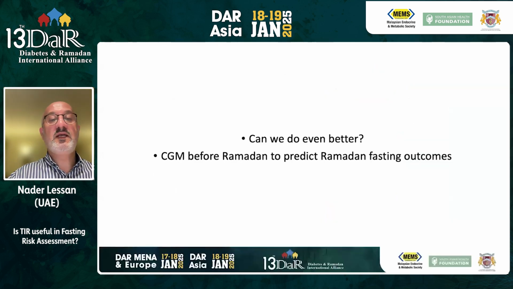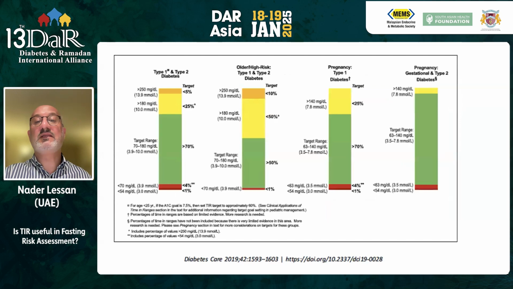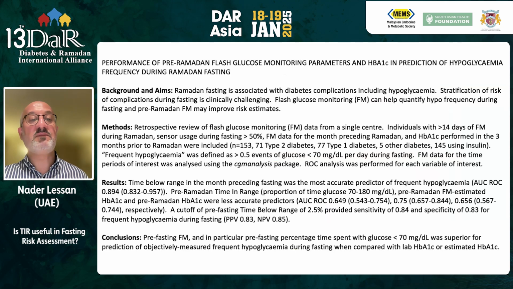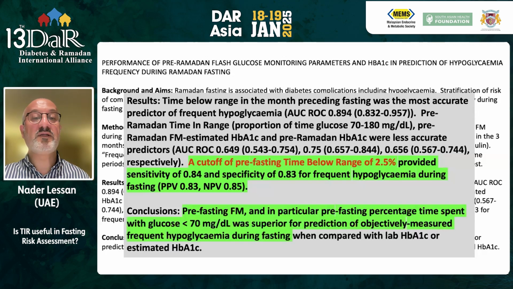And can we do better? Can CGM before Ramadan predict Ramadan fasting outcomes? Can we actually come up with what thresholds should be? This is a study that we did some years ago, and this is the abstract from that study that was presented in one of the international meetings. I can't remember. But what we did was look at pre-Ramadan CGM to see if there's anything that can predict risk during Ramadan. We found that the cutoff pre-fasting time below range of 2.5% provided a sensitivity and specificity of 0.84 and 0.83 for frequent hypoglycemia during Ramadan fasting. So the answer was certainly, for hypoglycemia, we had a good marker there.